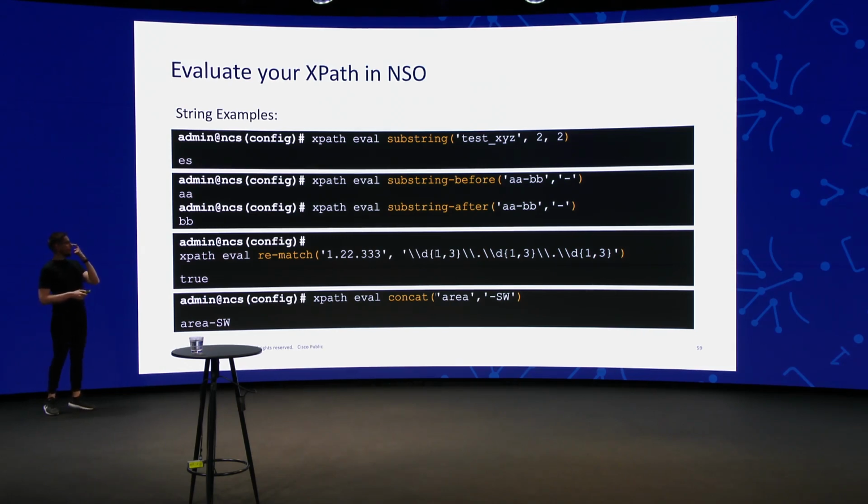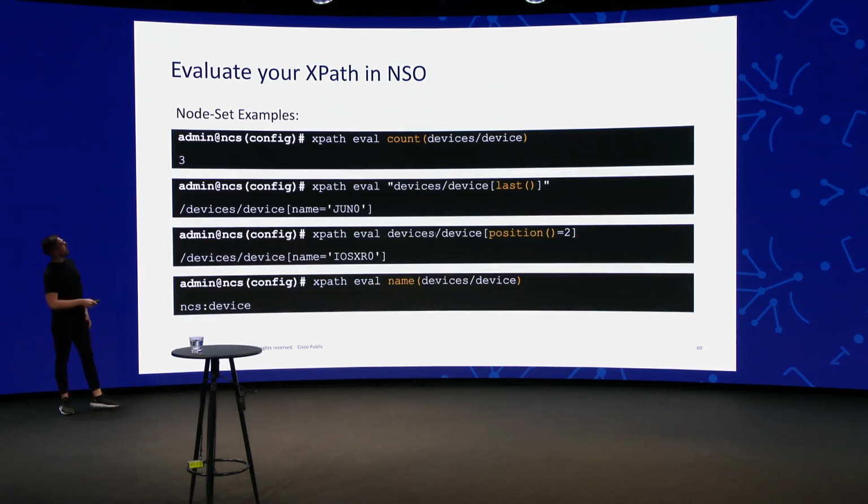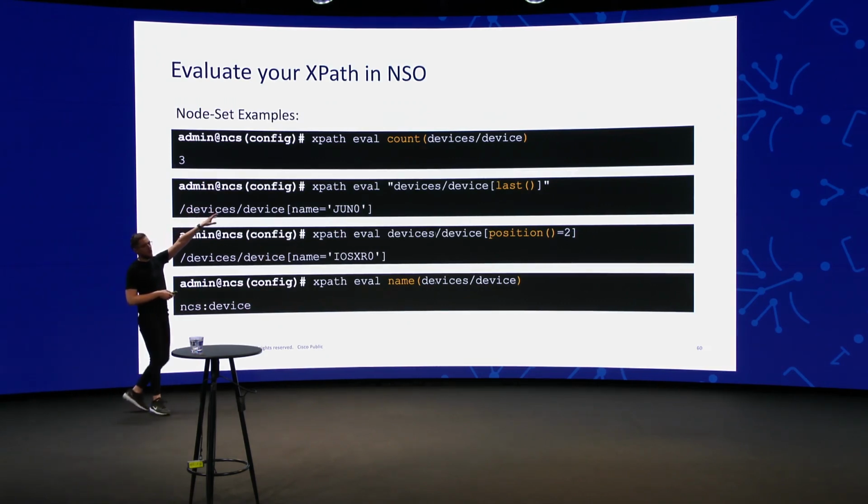Concat is something opposite to substringing. We are concatenating two given leaves together. So for example, we may have a switch whose name depends on the area where it is. Then we concatenate those two namings, and we can verify it further in the NSO if that's something meaningful for us or not. Some node-set examples: we can count the number of nodes in the node set.